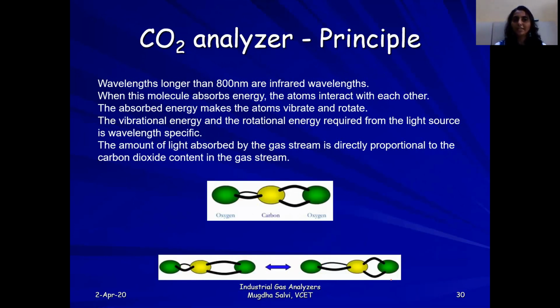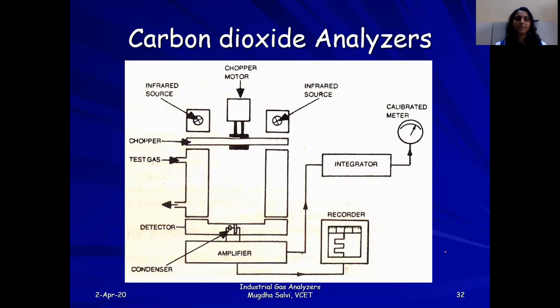So in this case, this is a carbon dioxide analyzer. If I am using it for carbon dioxide measurement, this particular detector here will be filled with carbon dioxide. If I have some other gas to be measured, I will fill it with that particular gas. Now let's see how it works.